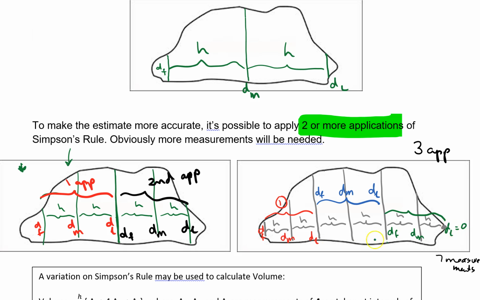So you are going to get a more accurate estimation for the area. You can see that the size of H is decreasing as you increase the number of applications. So if you can, the smaller you can make H, the more accurate is your estimation. I'll stop the video there and talk about the rest of it in a new video.